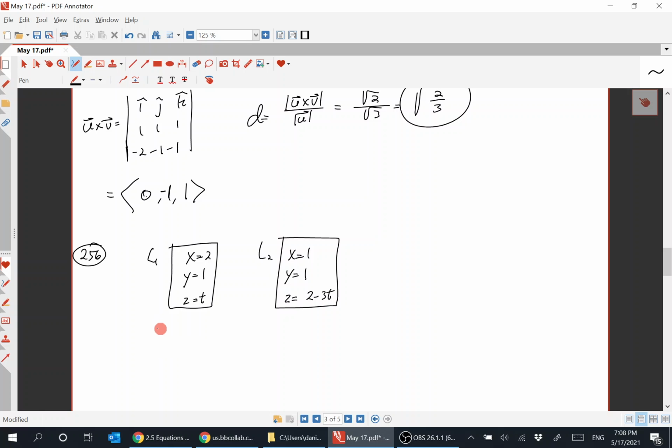Here the slope vector, so slope 1 is just the coefficients of the t: (0, 0, 1), and then slope 2 is (0, 0, -3). Parallel or not parallel? Are the slope vectors multiples of each other? Yes. So slope 2 is equal to minus 3 times slope 1. All right, so parallel.